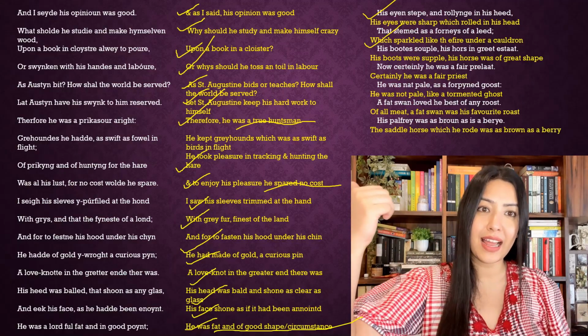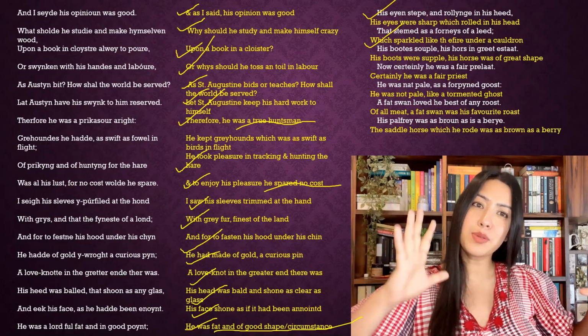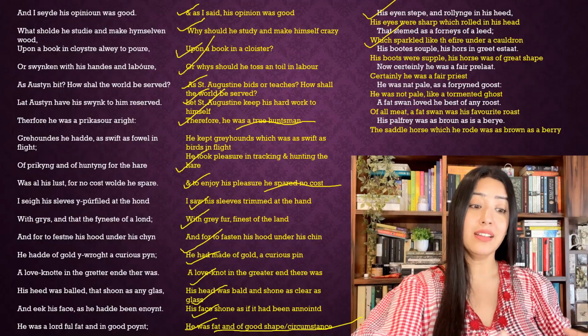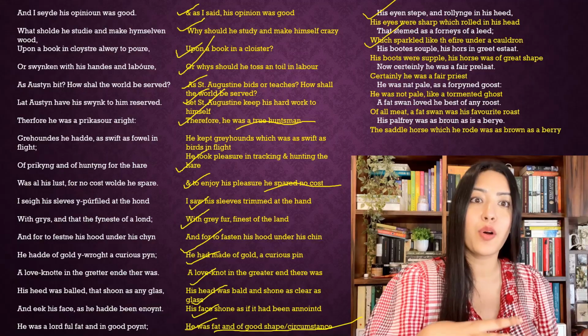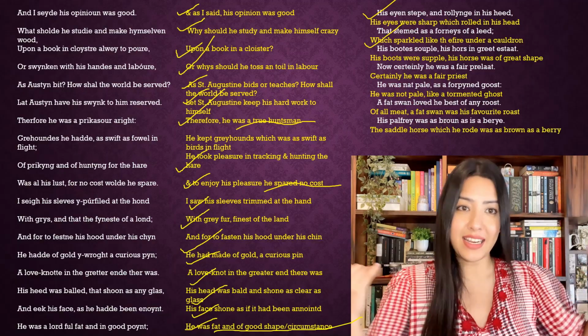Remember, we did the knight, the contrast. The knight's horse was good. It was in good shape. But here, the horse was in great shape. So he, being a monk, is taking care of the horse, which helps him on these hunting expeditions.